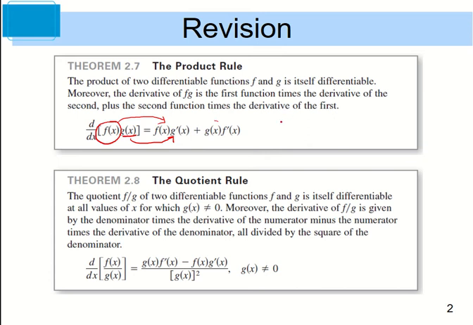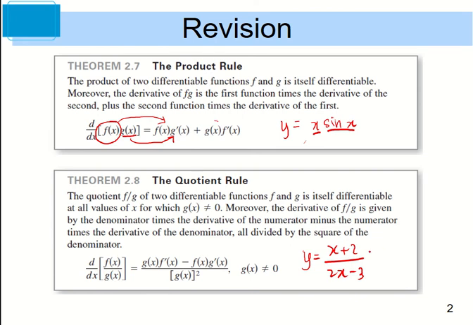Now, for example, if we have y equals x sine x, as we can see here, x is a function and sine x is another function. Therefore, we can use the product rule to differentiate this function. We also learned that the quotient rule is to differentiate the division of two functions. For example, we have x plus 2 over 2x minus 3. So this is the division of two functions.